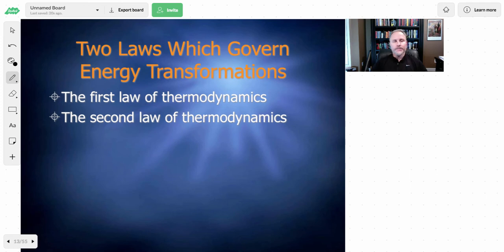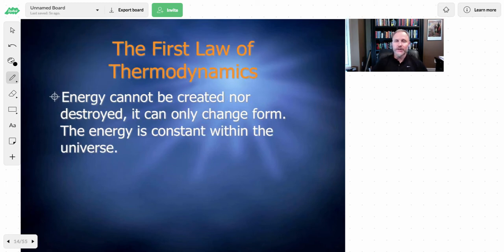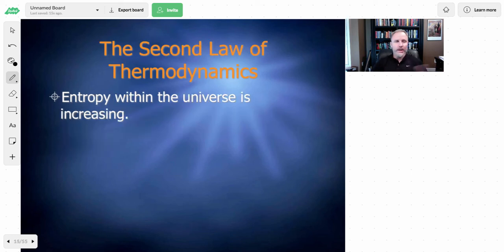Now, there's a few different laws which govern these energy transformations, and there's two that we're just going to talk about. The first one is the first law of thermodynamics, which says that energy can't be created nor destroyed. You can only change its form, and the amount of energy in the universe is constant. You probably learned about this in your physics class, but this is a pretty common one. You can't create or destroy energy, you can only change its form. You can't create or destroy matter or mass, you can only change its form. They all kind of go together.